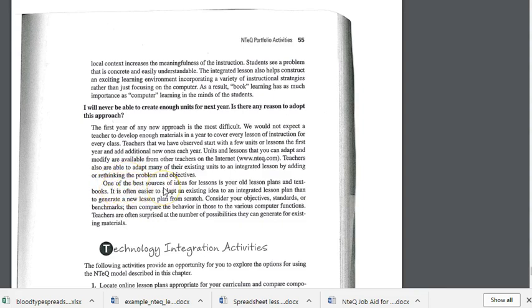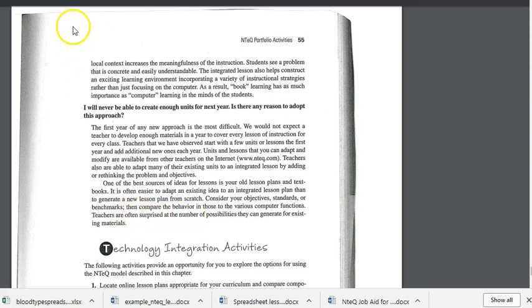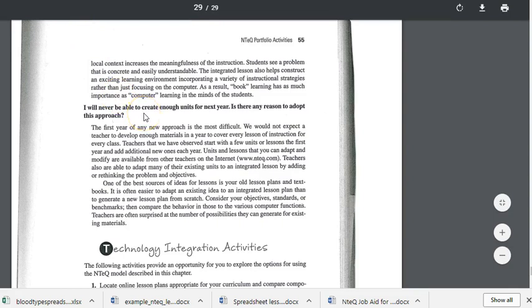One of the best sources of ideas for lessons is your old lesson plans and your textbooks. It's often easier to adapt an existing idea to an integrated lesson plan than to generate a brand new lesson plan from scratch. So consider your objectives, your standards or benchmarks, then compare the behavior in those to the various computer functions. And teachers are often surprised at the number of possibilities they can generate for existing materials rather than just creating their own lesson every time.